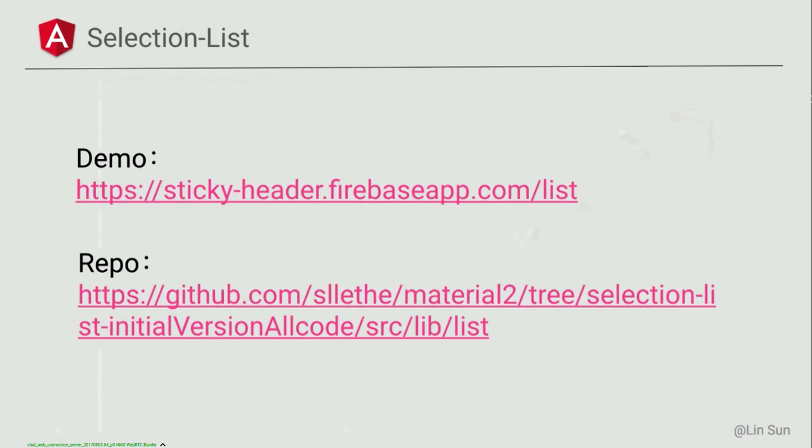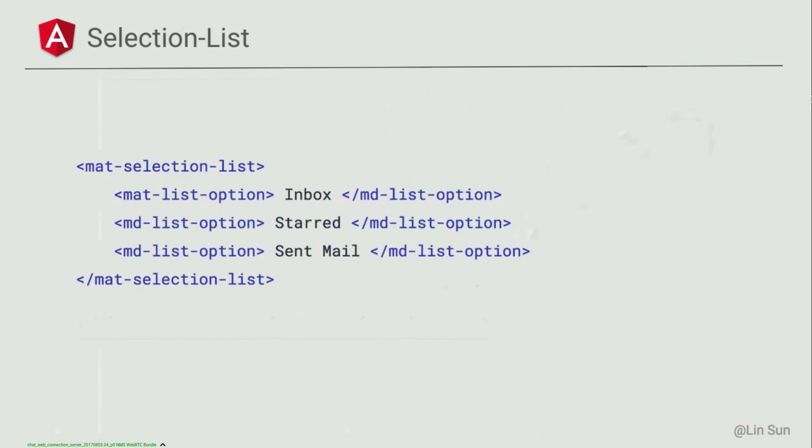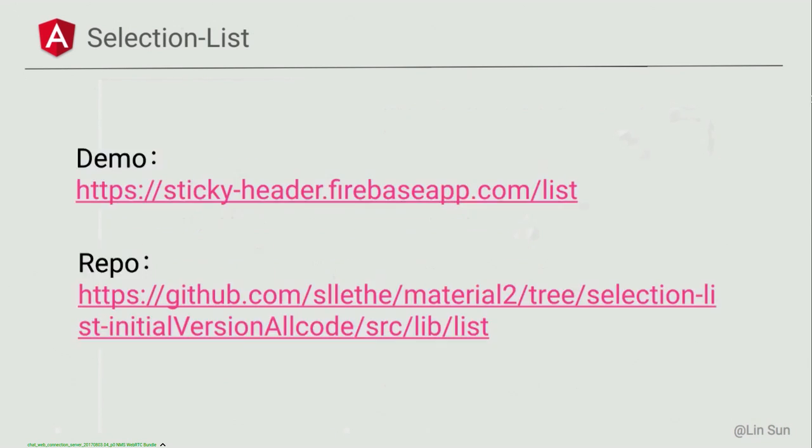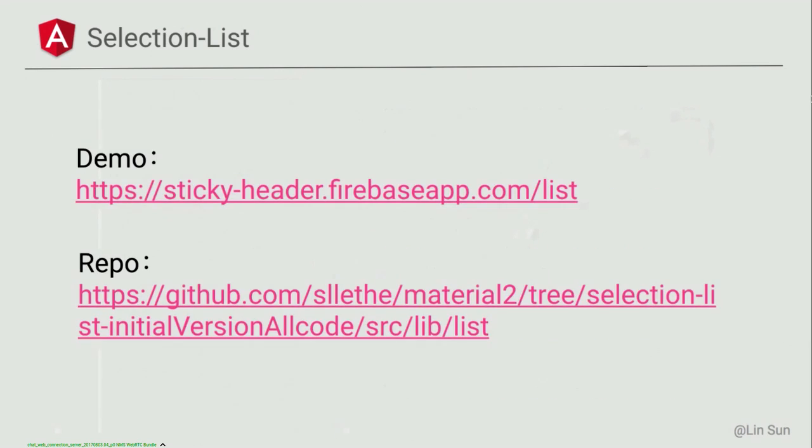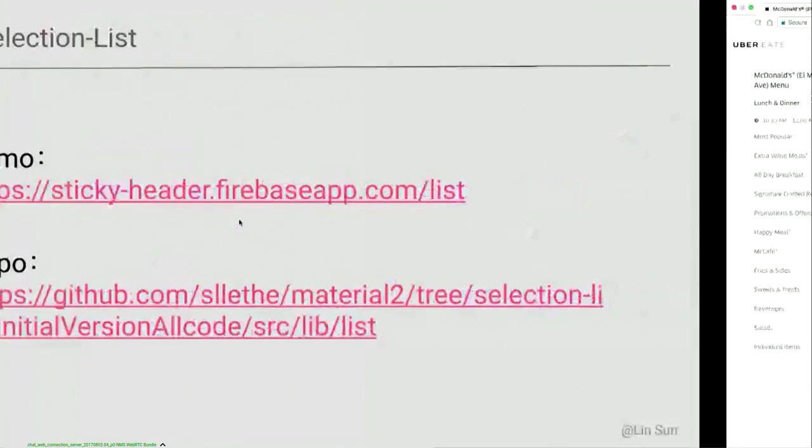If you want to apply the selection list, the only thing you need to do is like this. You don't need to define the checkbox or the corresponding operations with the checkbox yourself, because I've already added them into the selection list. What you need to do is just define a selection list and put all your options here. Then you will get a list like this. Each item will have a checkbox with it. So the demo will be like this.